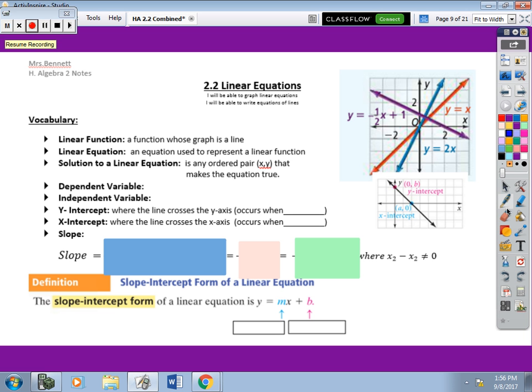Okay, so a linear function, obviously a graph is a line. A solution to a linear equation is any ordered pair that falls on that line. Which variable is dependent and which one's independent in regards to x's and y's? Is x dependent? No. Y is dependent. Yeah.